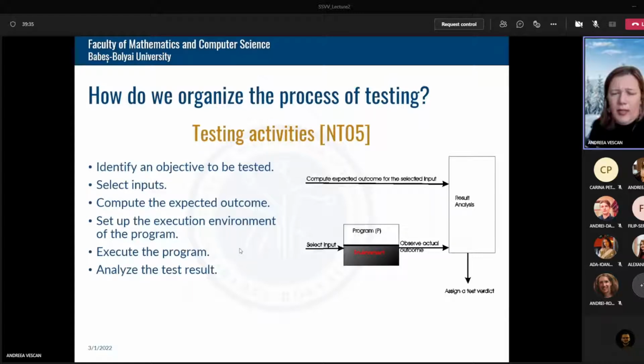Regarding testing activities, there are different activities that you do when you test. Basically, you first identify your information objective: what is the function that you test, what feature you test. You need to think about the inputs for that feature and the expected output. Then you execute the program with the environment parameters, and after that you need to analyze the results. Basically, you need to check whether the inputs and the expected outcome are the same as what you actually obtain after executing the program.